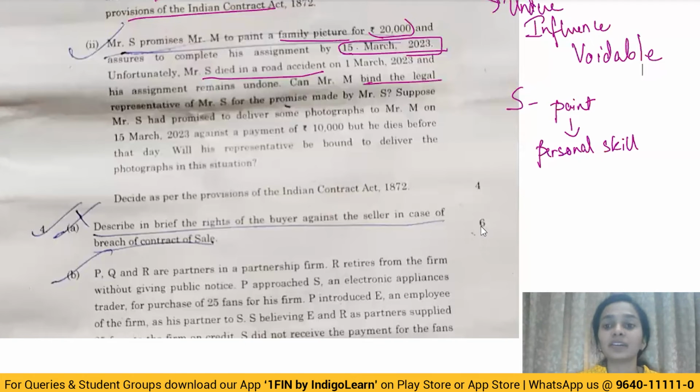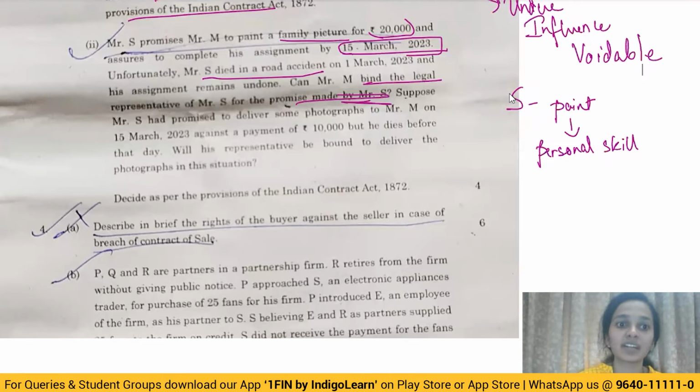Now here, had it been a case where the contract did not require any personal skill of Mr. S, Mr. M would definitely be in a position to bind Mr. S's legal representative. So in this situation, the answer to this first question would be no, Mr. M cannot bind the legal representative for the promise which was made by S.